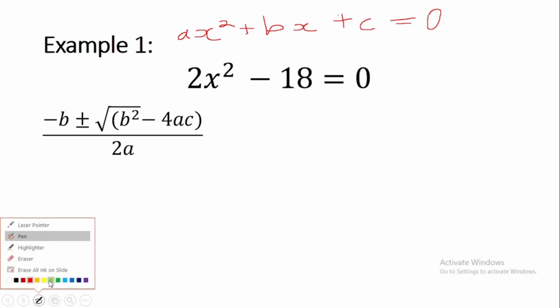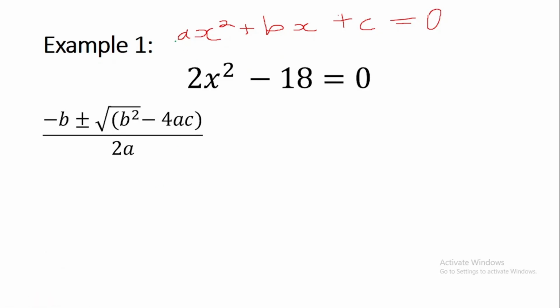Now looking at this, I can see that my term for ax squared is going to be my 2x squared. For my bx term, I realize that there is no x in this equation, and because there is no x, that means that our b is going to be 0, because 0 multiplied by anything will be 0. And our constant term, the constant is just a number, it is going to be negative 18. It will not change. So that negative 18 is the constant, and we have our 0 that it should be equal to.